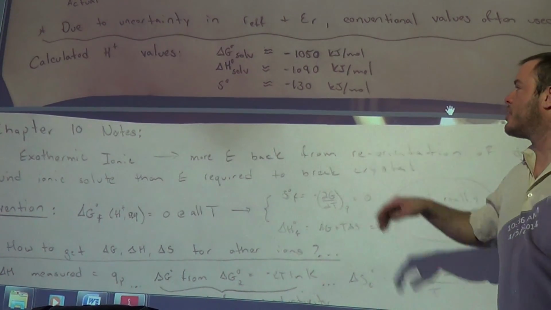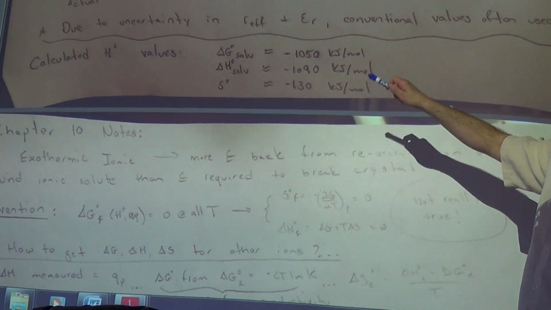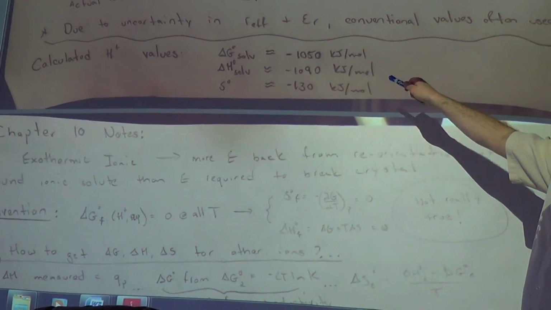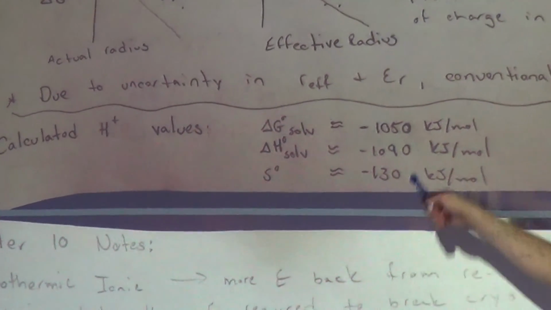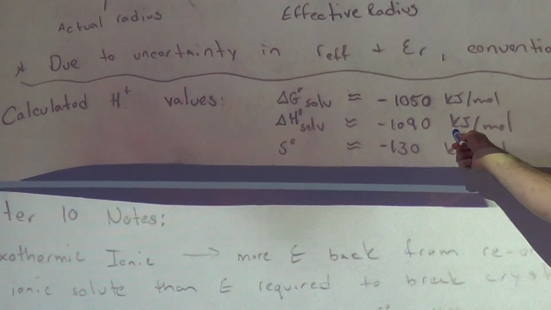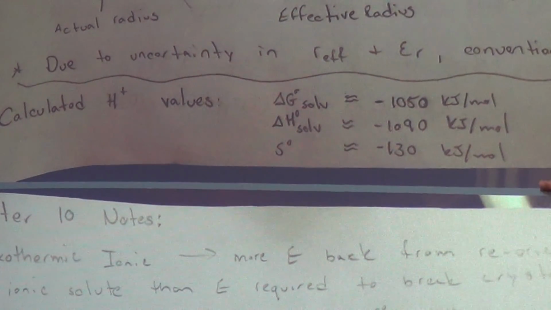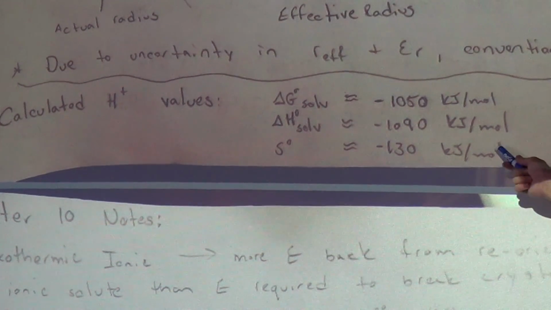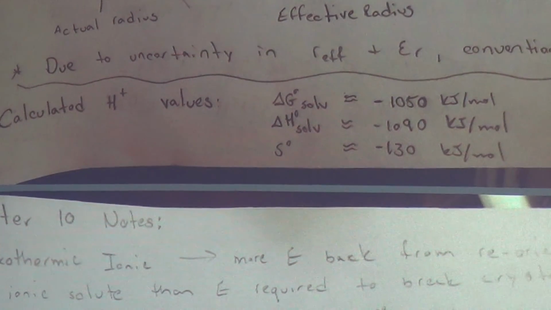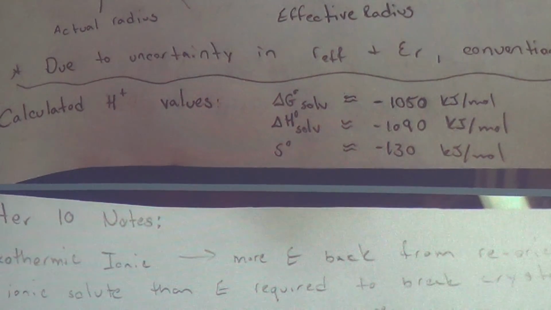Oh, incidentally, before I move on, I just wanted to throw these up here. So we said that the conventional model says that values of delta G of solvation, H of solvation, S of solvation are 0 for water, and we said that that wasn't true. If you do more advanced calculations, you find out that delta G of solvation and delta H of solvation for water are around negative 1,000 kilojoules per mole. So there's a lot of energy released when H is solvated by water, and the entropy is negative 130 kilojoules per mole.